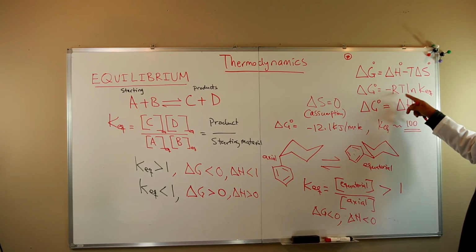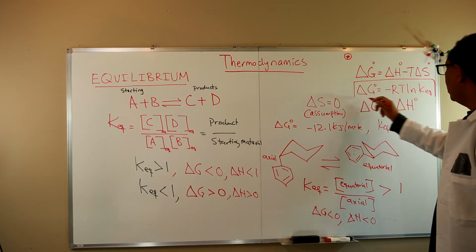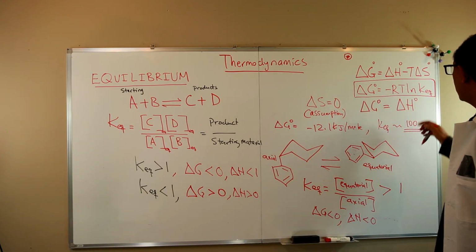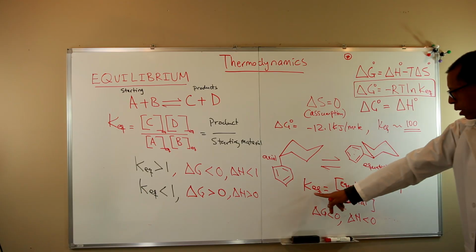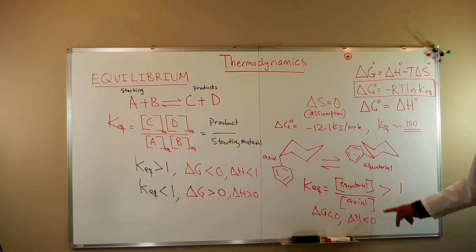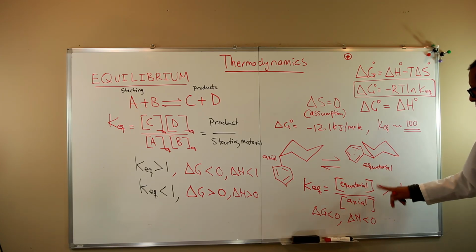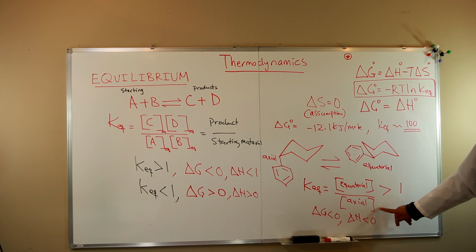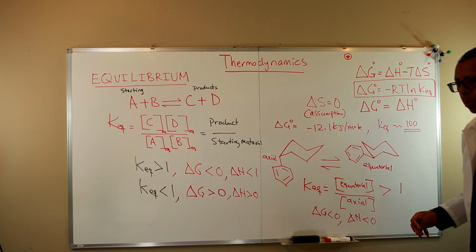So if you plug it into this equation right here and find out what the equilibrium constant is, it will be close to 100. That means the K equilibrium is 100 to 1. That's what the meaning is. If you have 100 population of the equatorial, you have 1 of the axial. That is the distribution, axial versus equatorial.